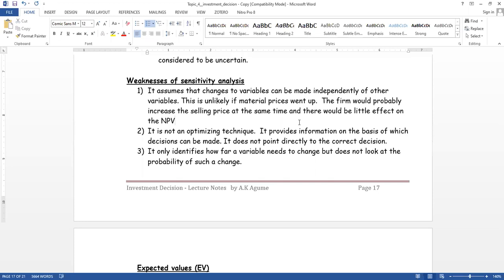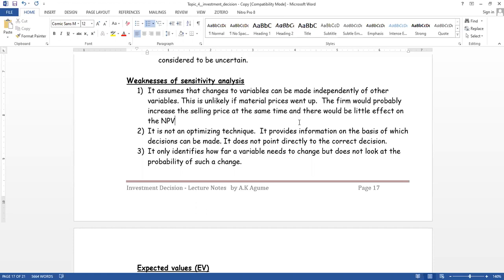So meaning that the farm would probably increase the selling price at the same time, and there would be little effect on the NPV. Because if the operating costs increase, you don't expect the selling price to remain the same. That's why we say that sensitivity analysis assumes that the other factors remain the same. When your costs increase, then the other variables will not change. That is one of its weaknesses.